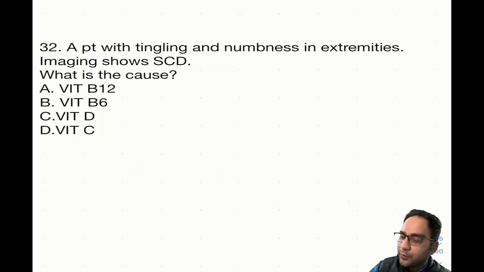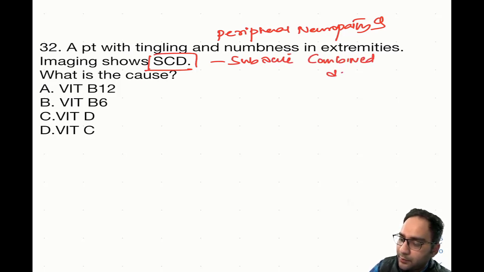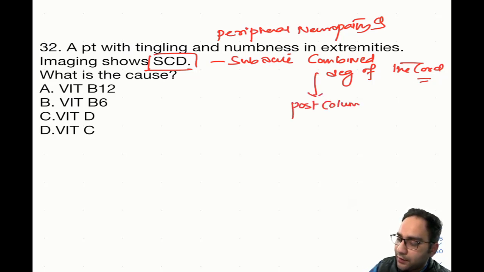Now, another question from neurology. A patient with tingling and numbness in the extremities, that means the patient is having peripheral neuropathy. And in the imaging, you are shown that there is a subacute combined degeneration of the cord. Right? So what do I mean by the subacute combined degeneration of the cord? This means that the posterior columns are affected.